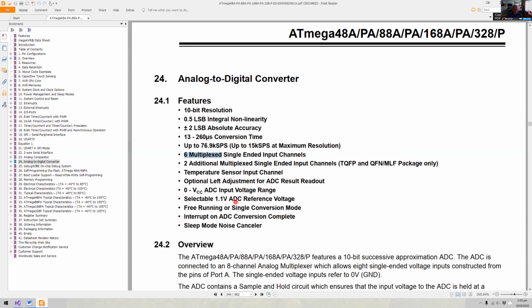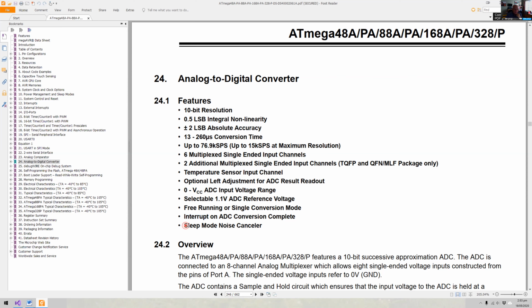We have a reference which can be selectable to 1.1 volts, and I'll go into this in detail. It can operate in a couple of different modes. One of them is free running, which means it's continuously doing conversions. Another is you kick it off and it does a single conversion, and then you read the result. And then there's also interrupt mode, so that when it's done a conversion, it'll interrupt you and say, hey, I've finished my conversion, come back and I will give you this value from the conversion.